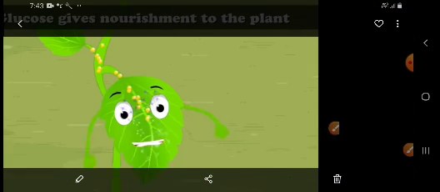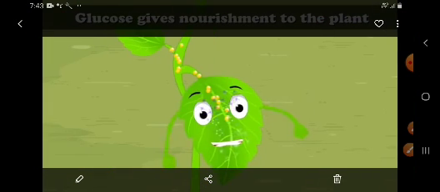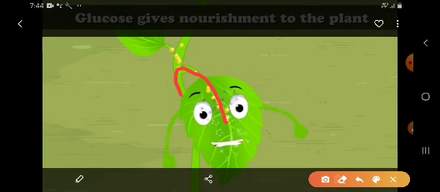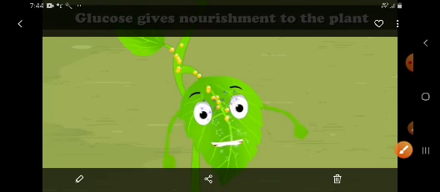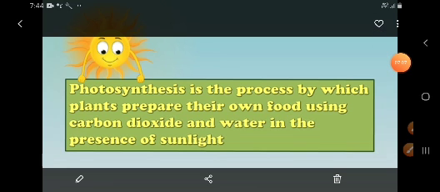Now after the whole process, the food is prepared. It is going from the leaf to different parts of the plant. Now it is being sent to different parts of the plant, and this food is utilized by the plant to grow and use it for repair work.